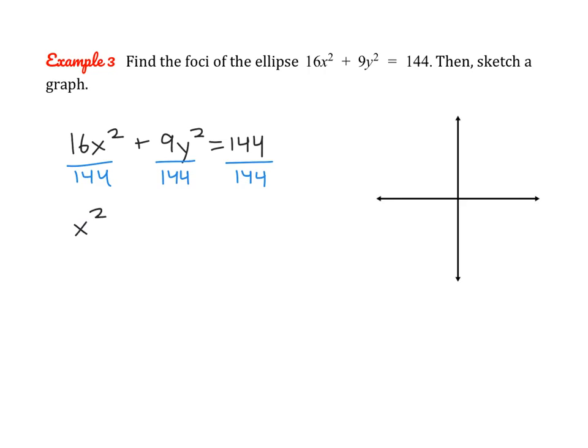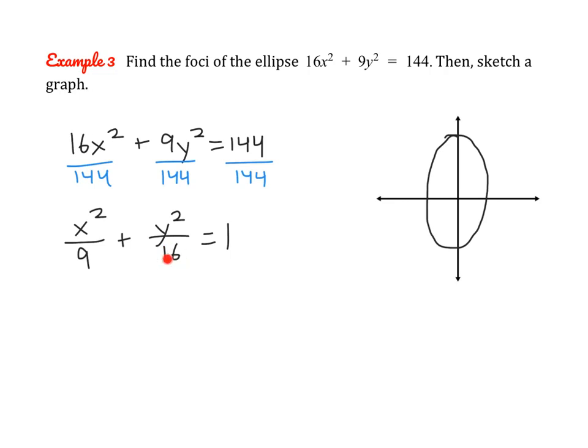So that gives us x squared over 9 plus y squared over 16 equals 1. So now you can see that we have a vertical ellipse like this. I know it's vertical because the larger denominator is under y squared.